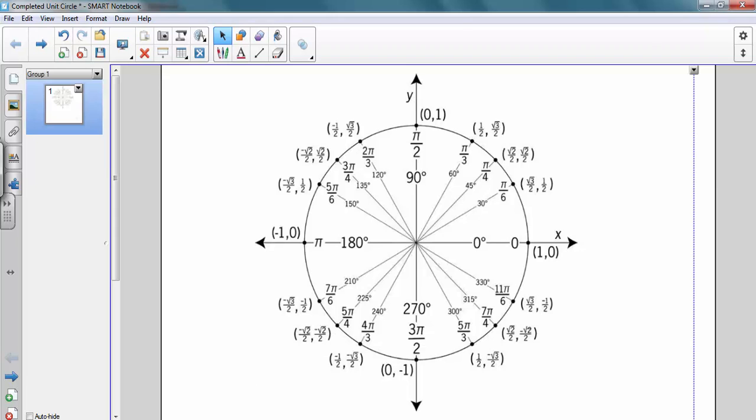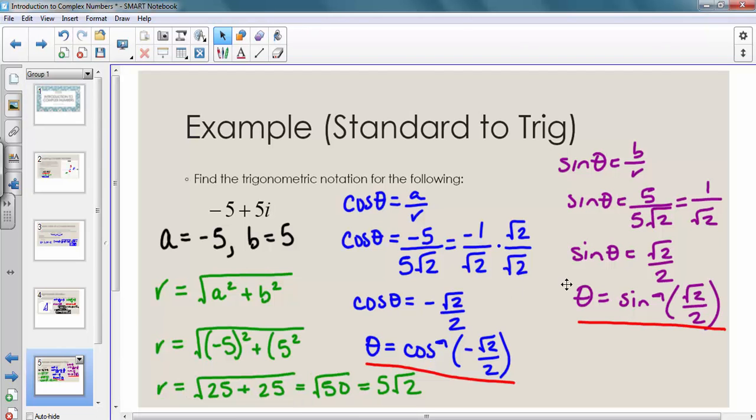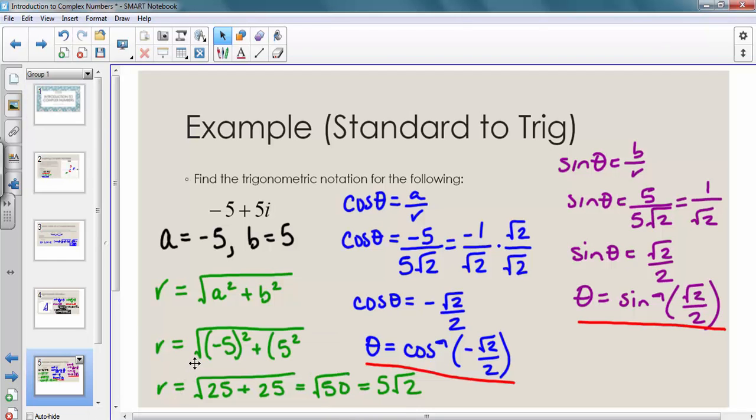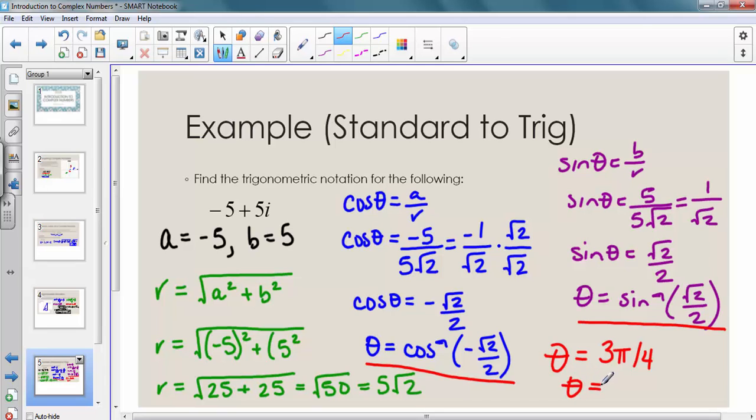And that's why you needed to do both the cosine and the sine, in order to know exactly which one we're looking at. We needed a positive y value of root 2 over 2, and that only happens at 3 pi over 4. So that tells me that theta equals 3 pi over 4, or theta equals 135 degrees, depending upon if they ask you for degrees or radians.